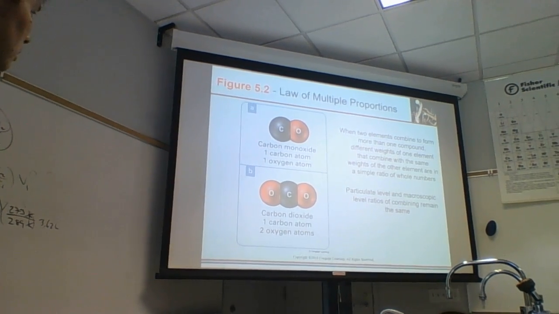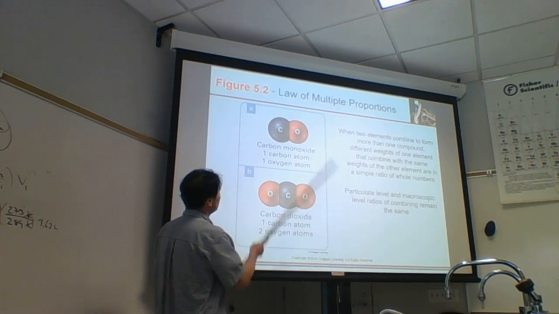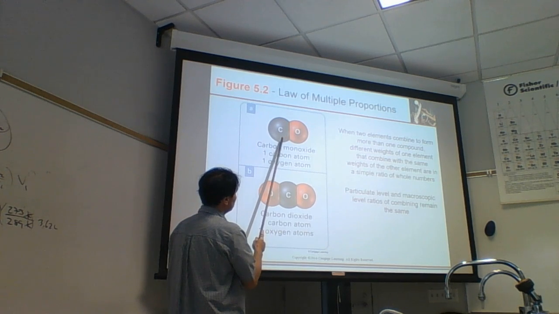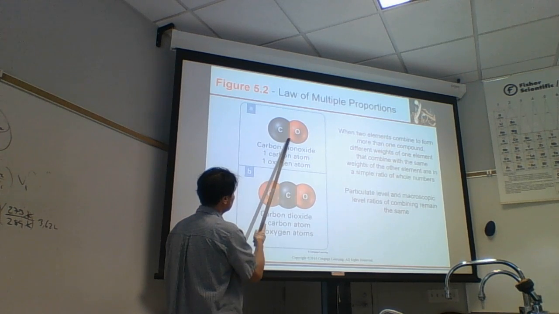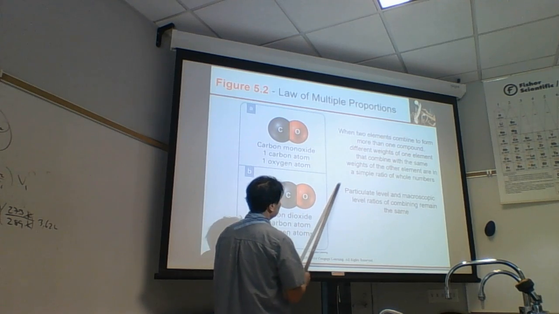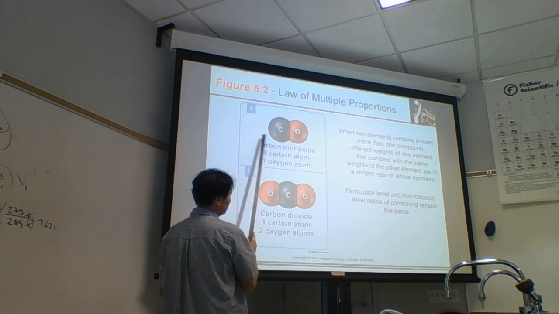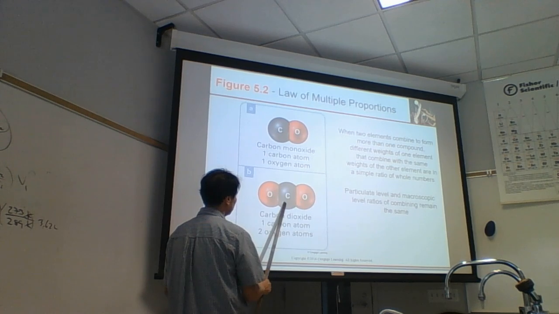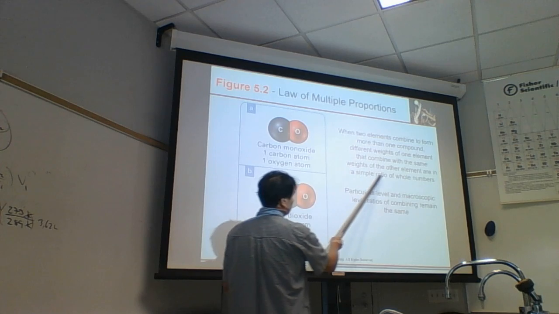And then one of the predictions that came out of Dalton's atomic theory is the law of multiple proportions. If there are 2 or more compounds that consist of the same 2 elements, they're going to occur in small whole number ratios. This is a repeat of what I said before, but 1 to 1 here, it would be 1 to 2 here, 1 carbon, 2 oxygen. Simple whole number ratios.